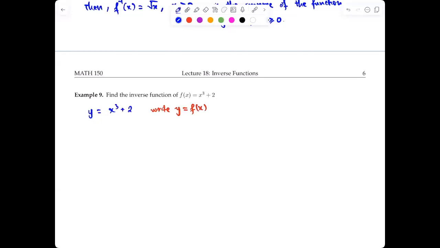And the next step is to solve for x by itself, or to solve for x in terms of y, to get y minus 2 equal to x cubed. And to find x by itself, you take the cube root on both sides of the equation, and you get cube root of y minus 2 equal to x. So basically, you just solve for x by itself, for x in terms of y.